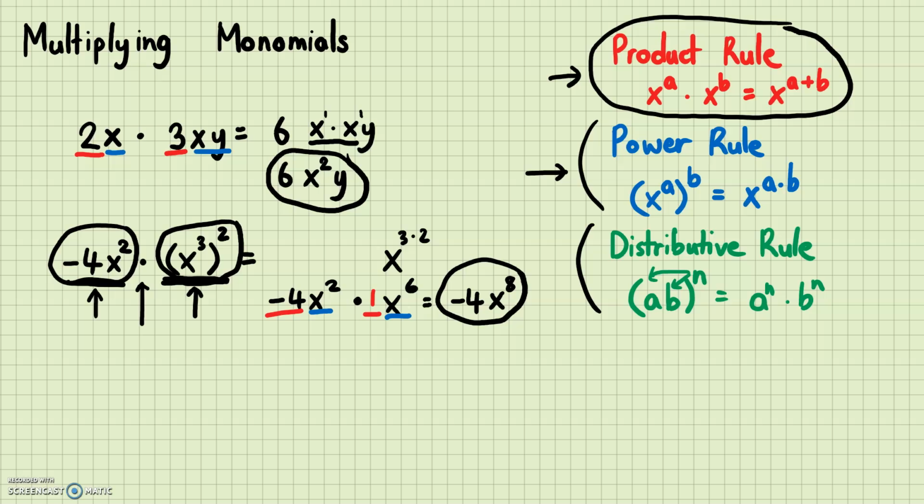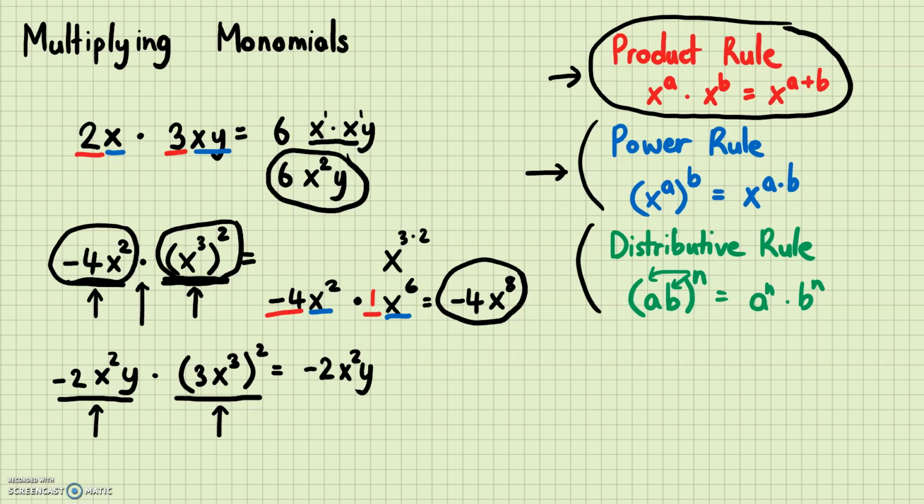Let's try one last example here. Let's use some more negative numbers. Negative 2x squared y times 3x cubed raised to the 2nd power. Okay, so again, can we simplify each of these individual terms first before we multiply them? We can't really do anything here. This is already simplified, but we can simplify this part. So let's leave this as it is, -2x squared y. And let's simplify our second part.